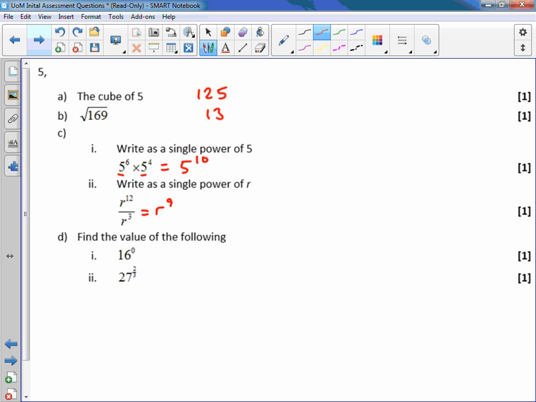Okay, part D. Anything to the power of 0 is equal to 1. So 16 to the power of 0 is equal to 1.